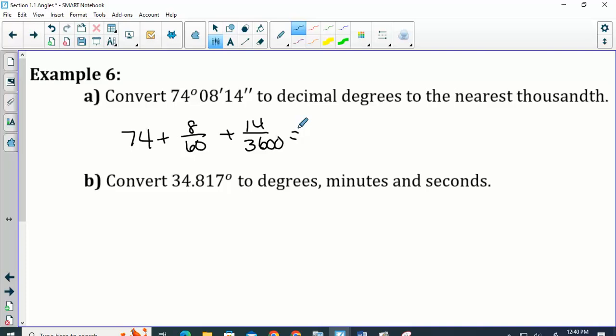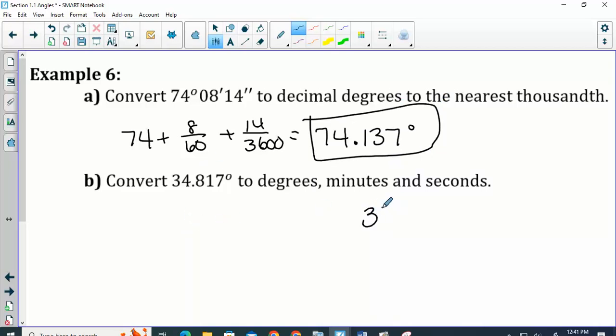All right, so first one, we get 74 nearest thousandth is 3 decimal places, so 0.137 degrees. I keep forgetting to add degrees. Yes, keep your degree symbol.